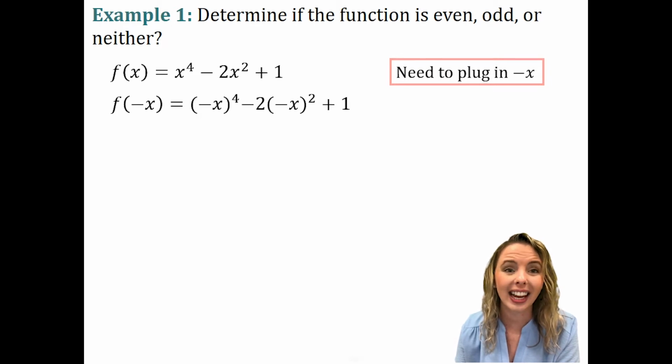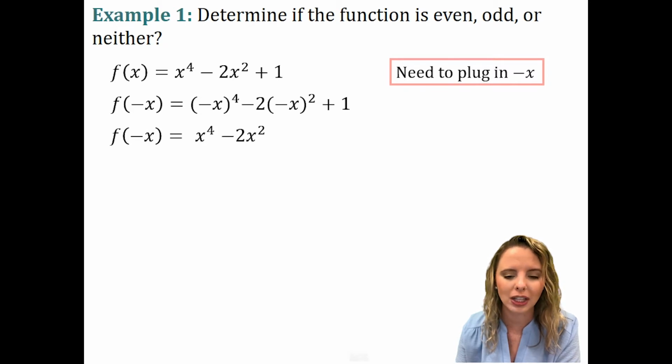Negative x to the 4th, any number raised to the 4th power is always going to be positive. So we know that's a positive x^4. And then we have negative x squared. Any number raised to an even power is going to be positive. So we know it's negative 2x^2. And then we have to bring down our plus 1.